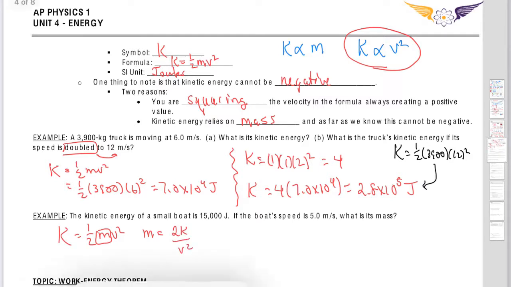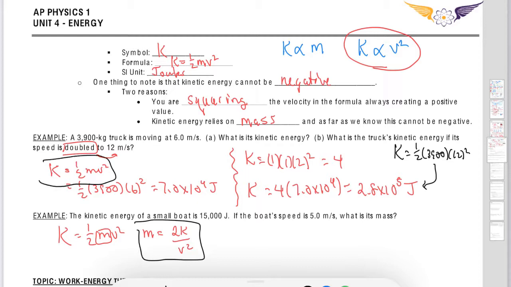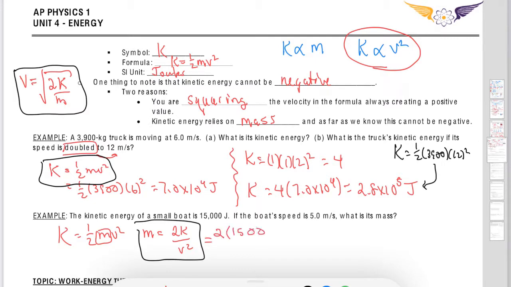This is how you find mass. Here's the original, and if you have to find speed and you solve it, you're going to get the square root of 2K over m. So there are your three versions of the kinetic energy formula solved for the three variables.